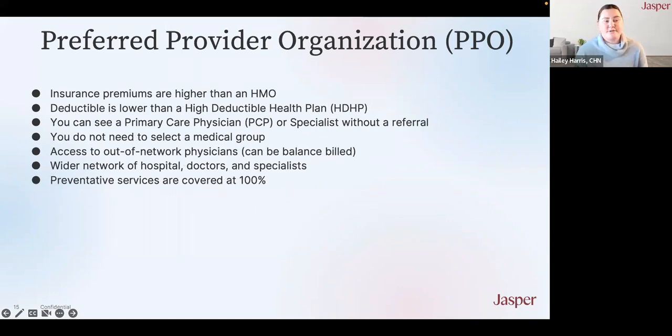Next up is PPO, which is Preferred Provider Organization. This is a type of health insurance plan that usually limits coverage to care from in-network doctors. Insurance premiums are higher in a PPO than they are in an HMO. Your deductible is usually lower, and you can see your primary care physician, or PCP, with or without a referral. You also have access to out-of-network benefits, and you have a wider selection of hospital doctors and specialists that you can choose from to see.